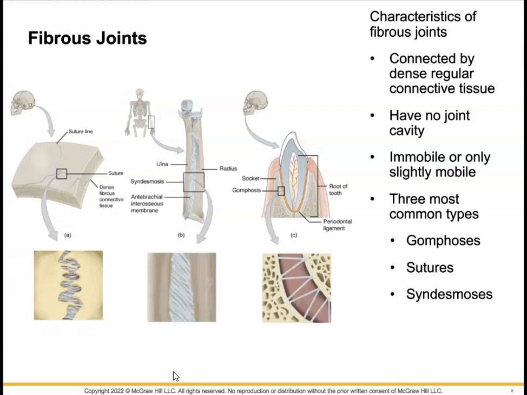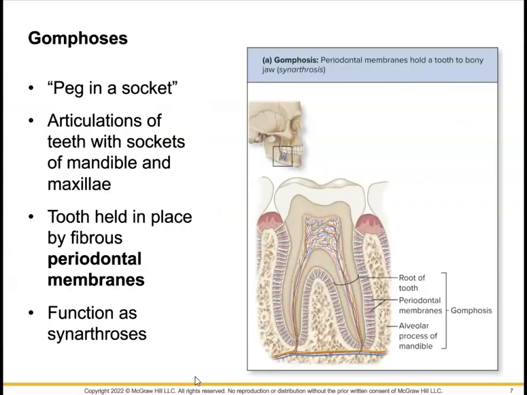Fibrous joints have dense connective tissue that connects bone to bone or bone to tooth. So there's no joint cavity. Most of these joints are either immovable or they only allow just a very, very slight amount of movement. We have three categories of these that are the most common: gomphoses, sutures, and syndesmoses. Now we're going to examine each one of these, so I'm giving you very little detail here in this overview. So we'll begin with our next category, which are the gomphoses.